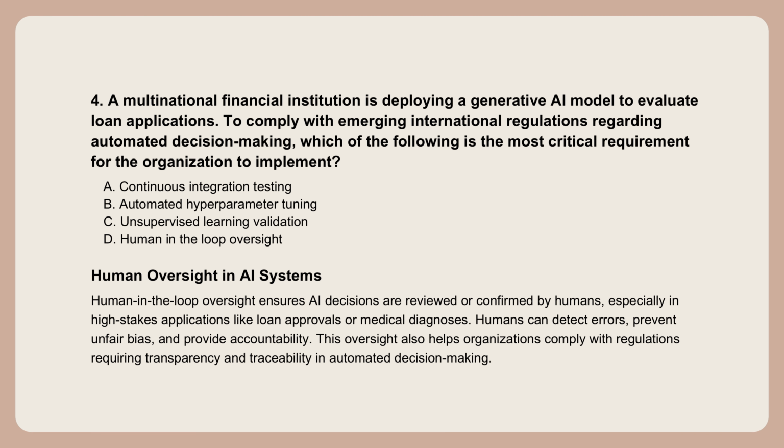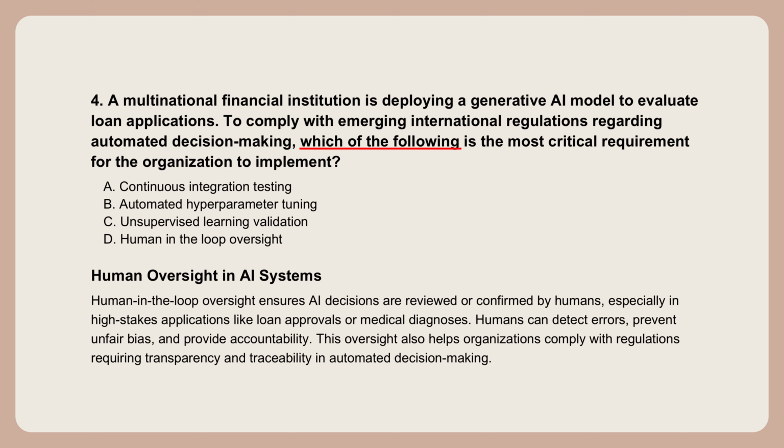All right, moving into our second section, the human element and privacy. We have just seen how easily these models can be tricked at a mathematical level. Exactly. So the conversation naturally shifts to how we regulate these systems and protect the highly sensitive data they rely on. Let's look at the next situation. A multinational financial institution is deploying a generative AI model to evaluate loan applications. To comply with emerging international regulations regarding automated decision-making, which of the following is the most critical requirement for the organization to implement? Options are A, continuous integration testing, B, automated hyperparameter tuning, C, unsupervised learning validation, and D, human-in-the-loop oversight.